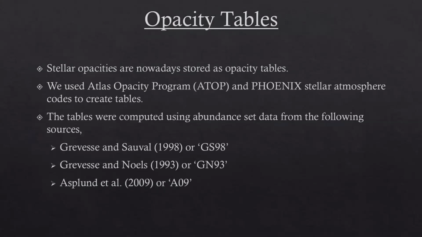Now, opacities these days will be stored as opacity tables. For this study, we used ATOP, which is the Atlas Opacity Program, and the Phoenix stellar atmospheric code. These are codes which are used to produce those opacity tables. An opacity table will have, for example, a number of temperatures, log T's, and a number of densities, log R's, and you're going to get a bunch of opacities there, for different mass fractions, different X's and Z's.